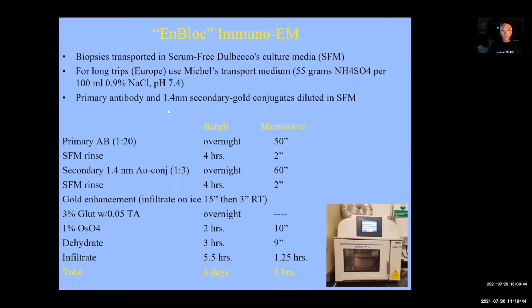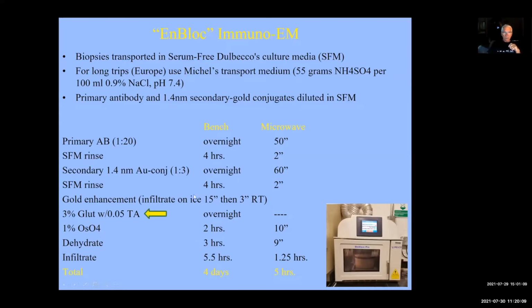And the primary antibody and the 1.4 nanometer secondary gold conjugates are diluted again in serum-free media. We used to use a bench protocol, which basically took us about 4 days to complete. We now use a microwave protocol, which takes us just 5 hours to complete. The gold enhancement protocol takes about 15 minutes, so it doesn't add much time to the protocol.